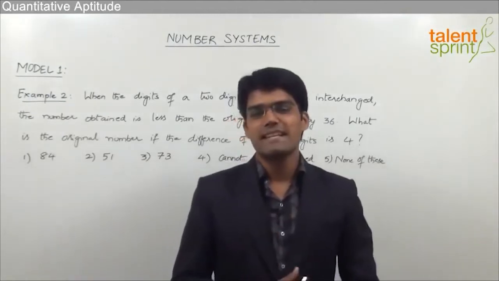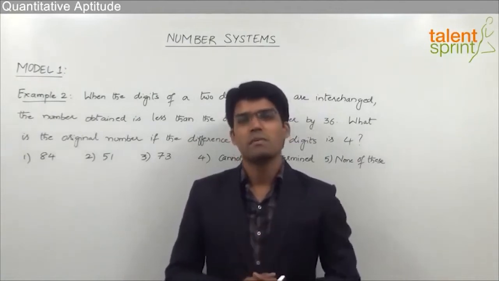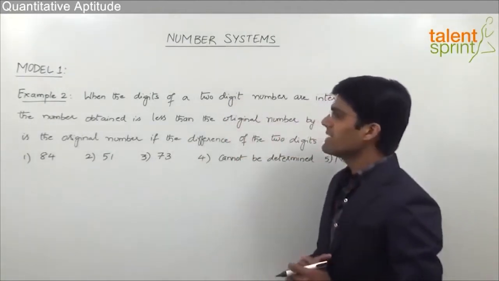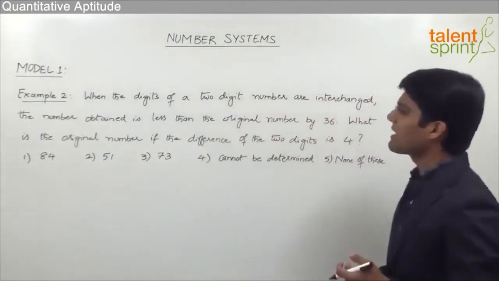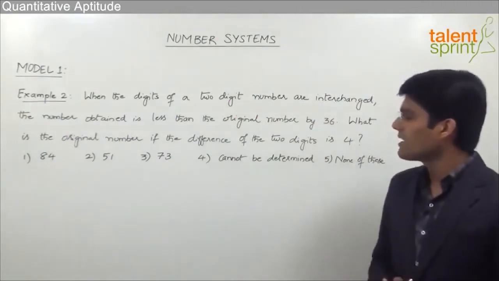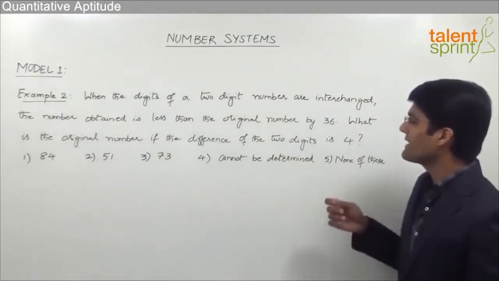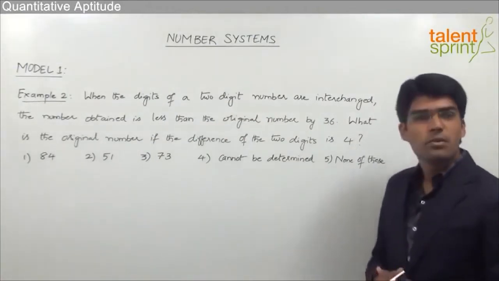Let us now take the second example from model 1, which is based on the interchanging of two digits of the given number. The question here is, when the digits of a two-digit number are interchanged, the number obtained is less than the original number by 36. What is the original number if the difference between the two digits is 4?